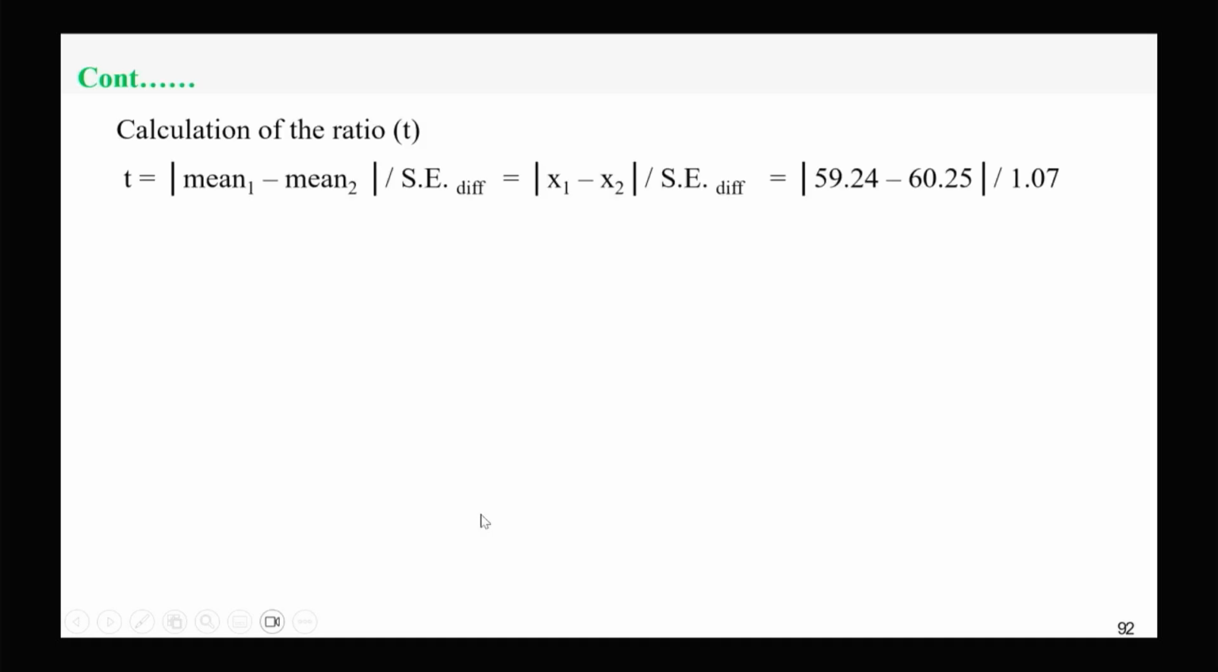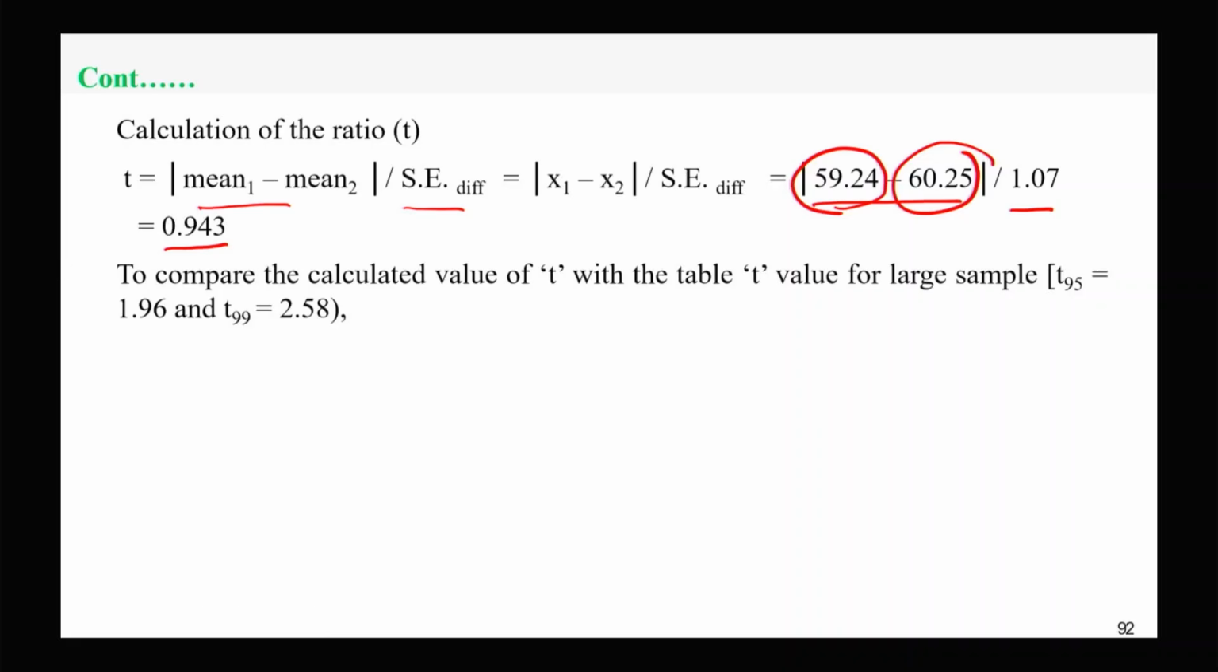can be calculated using the difference in mean divided by standard error. So the difference in mean is 59.24 minus 60.25 divided by 1.07, and it is coming 0.943, which is again less than the table values of 1.96 and 2.58. So in this situation we are safe.